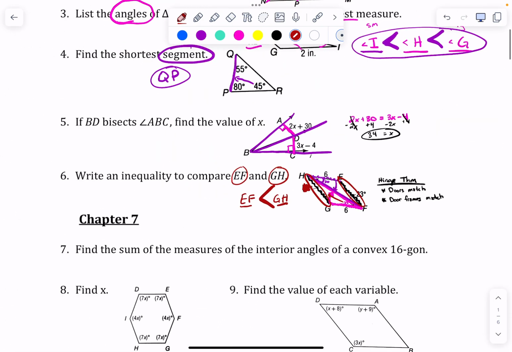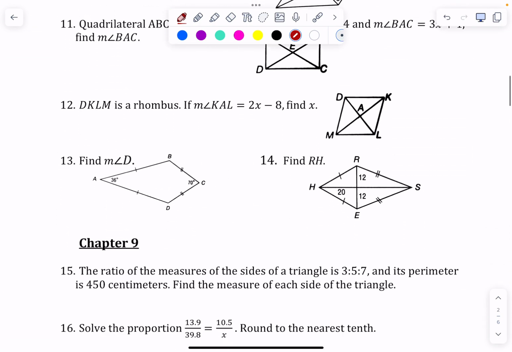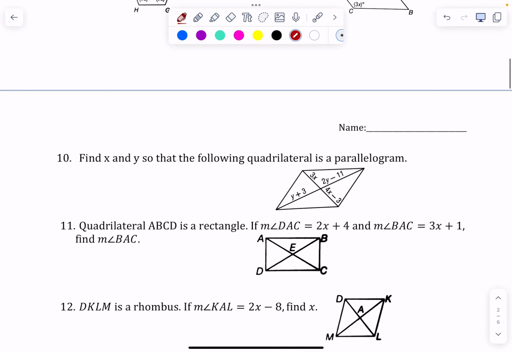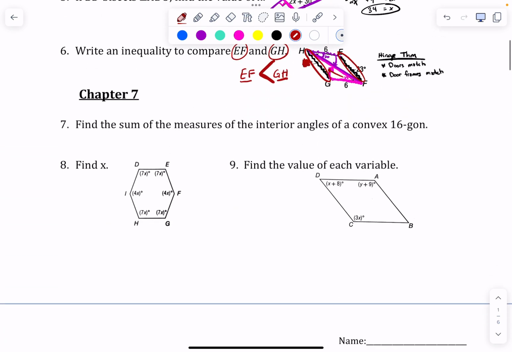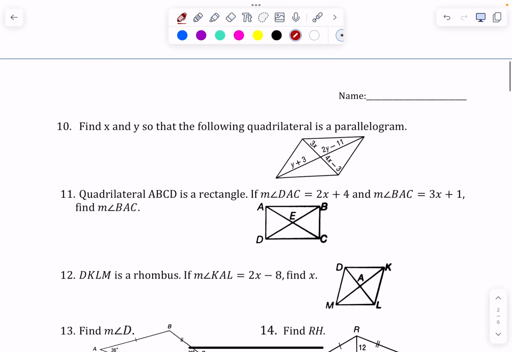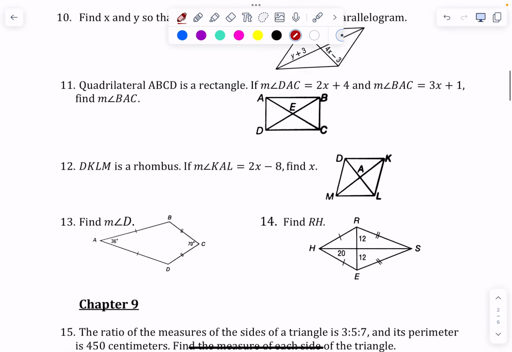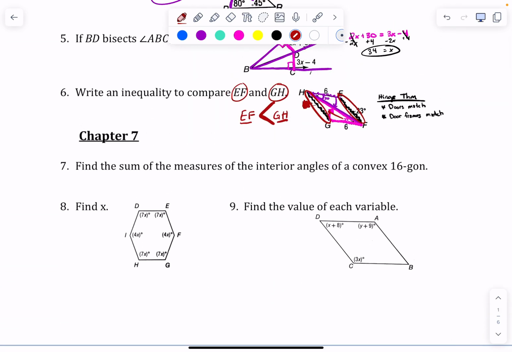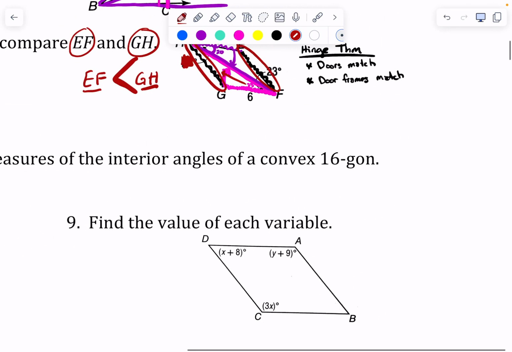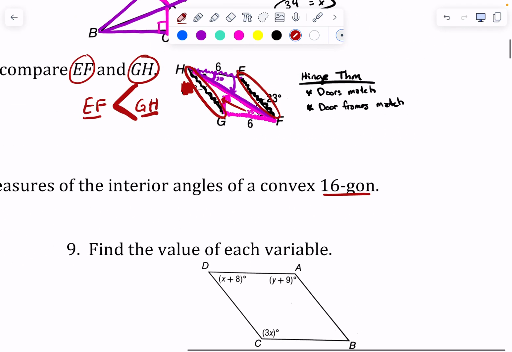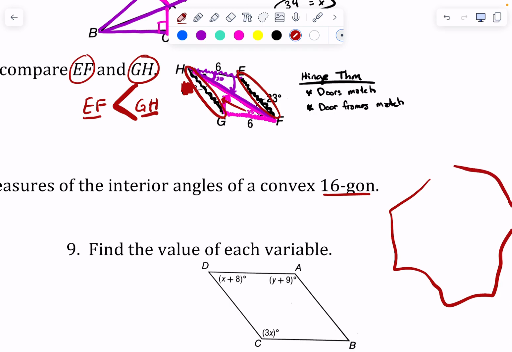Okay, now we're getting into chapter 7 stuff, which is all like quadrilaterals. So we dealt with parallelograms and rectangles and rhombus and square, but the first section of chapter 7 was not quadrilaterals. It's saying if I have a 16-sided figure, 16 sides, all the way around, how much do all of those angles add up to be?